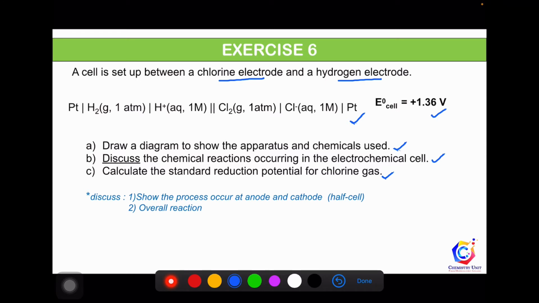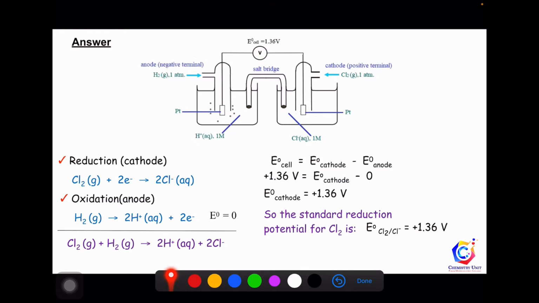From the cell notation, you should be able to retrieve information like the reaction that is occurring at anode and the reaction that is occurring at cathode. Since the conversion of hydrogen gas to H plus aqueous ions requires a platform to react, we will be using a platinum electrode. Similarly, conversion of chlorine gas to Cl minus aqueous solution also requires a platform for reaction. Therefore, a platinum electrode is used. Now let's draw this.